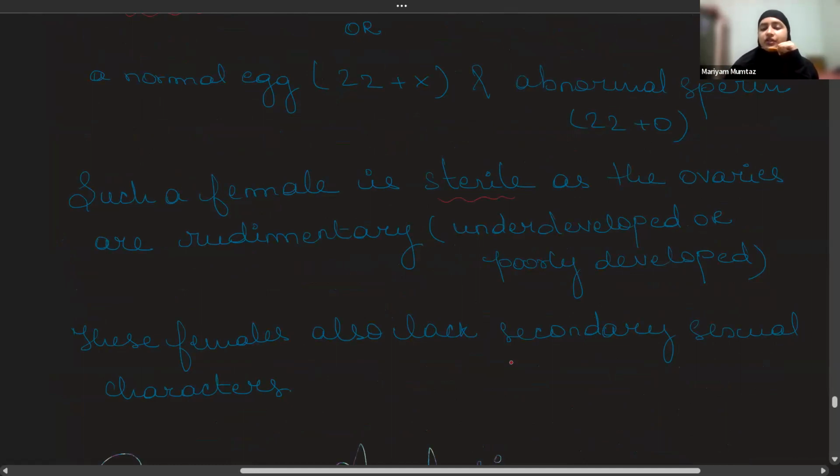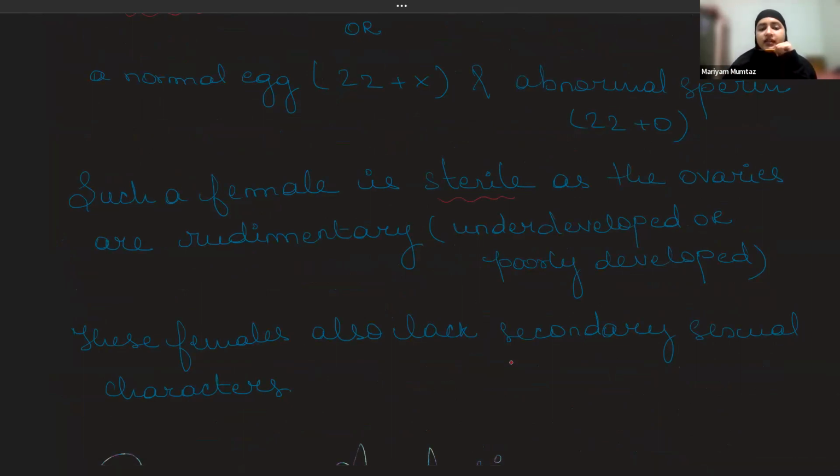And why? Because here the ovaries are the primary sex organ, you people remember? So here the ovaries are rudimentary. What is the meaning of rudimentary? It means that the ovaries are either underdeveloped or poorly developed, so they can't perform as the primary sex organ. And apart from this, these females that have Turner syndrome would lack the secondary sexual characters. All the secondary sexual characters will be lacking in them.